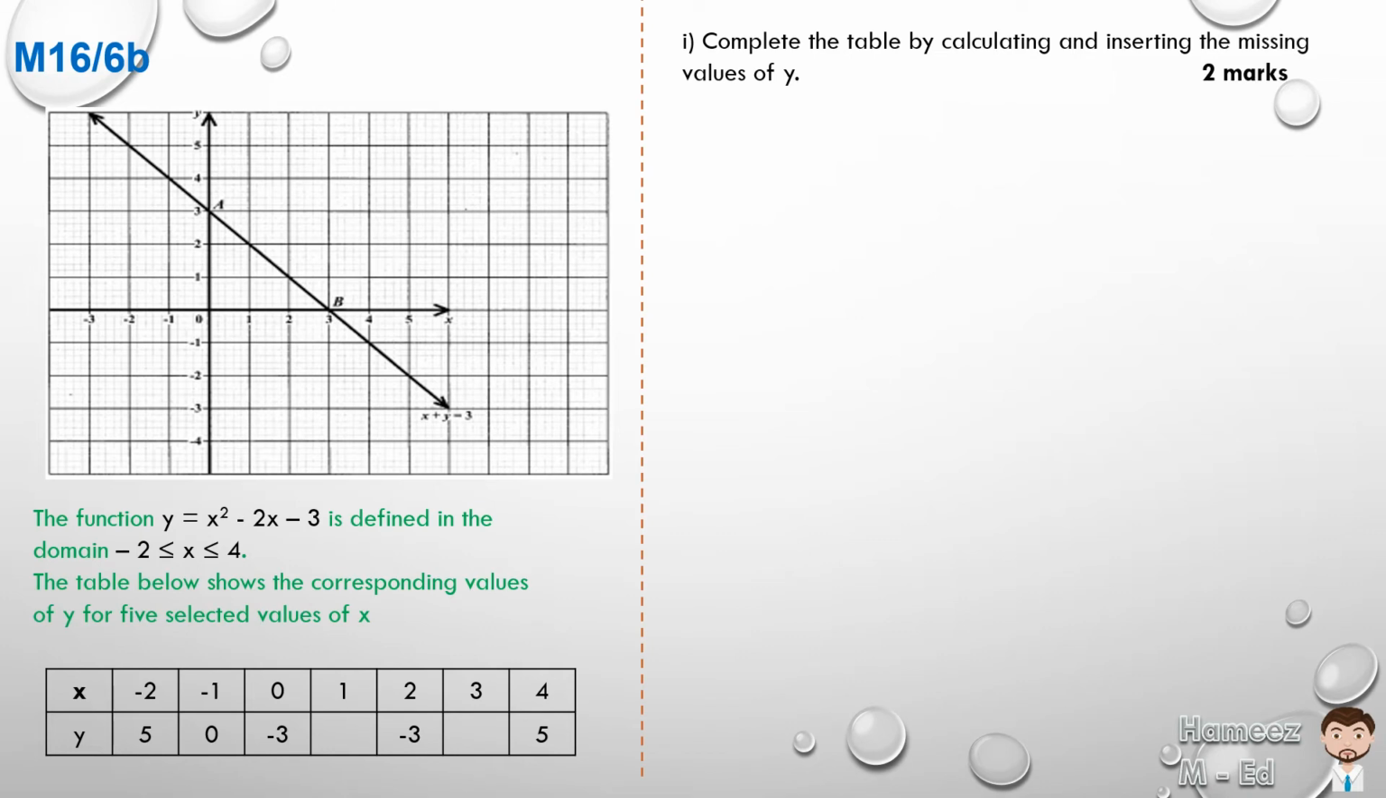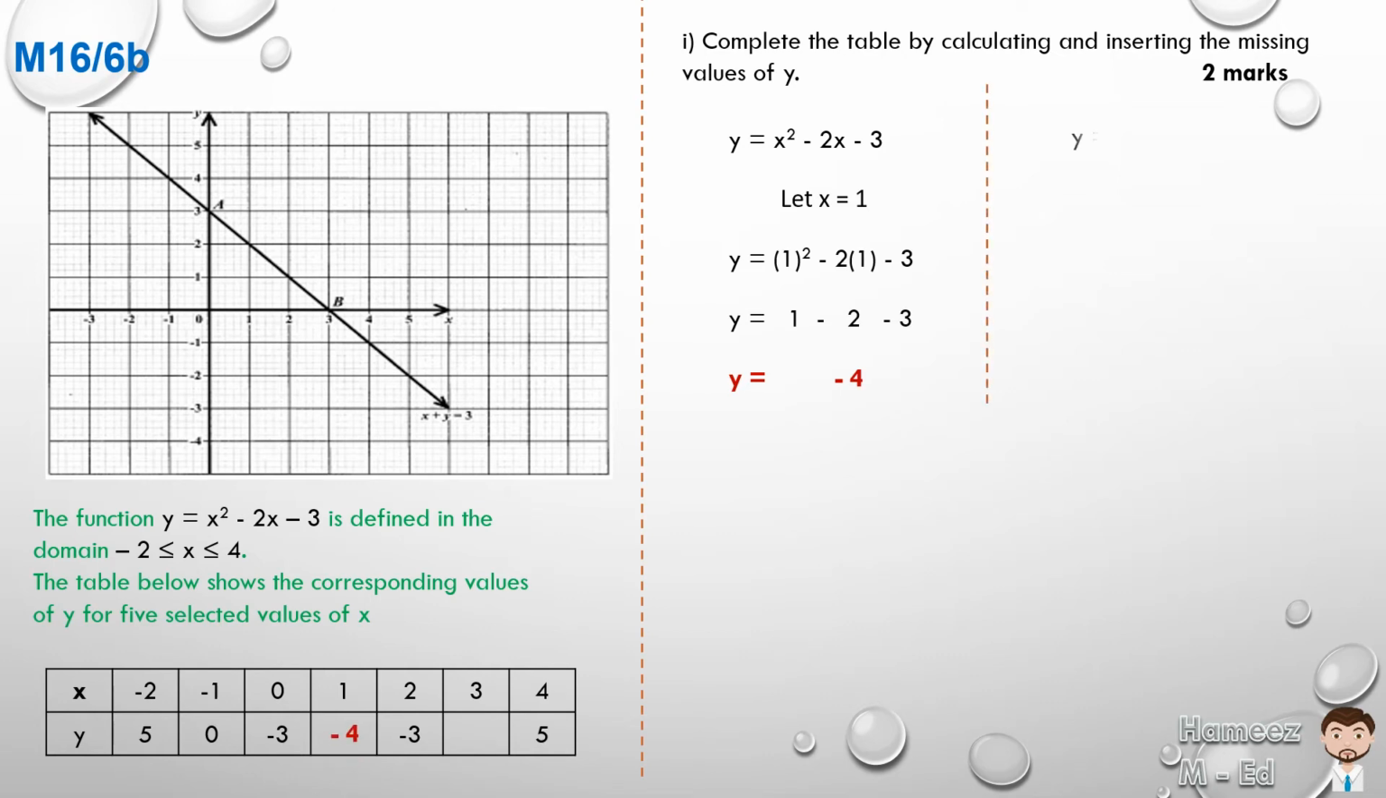Part 1. Complete the table by calculating and inserting the missing values of y. So, let's write our formula, substitute and solve for the point where x is equal to 1 and where x is equal to 3. Y equal to x squared minus 2x minus 3. Let x be equal to 1. So if we substitute, we get y is equal to 1 squared minus 2 by 1 minus 3. 1 squared, 1 ones are 1, minus 2 ones are 2, minus 3. 1 minus 2 is minus 1, minus 1 minus 3 is minus 4. So when x is equal to 1, y is equal to minus 4.